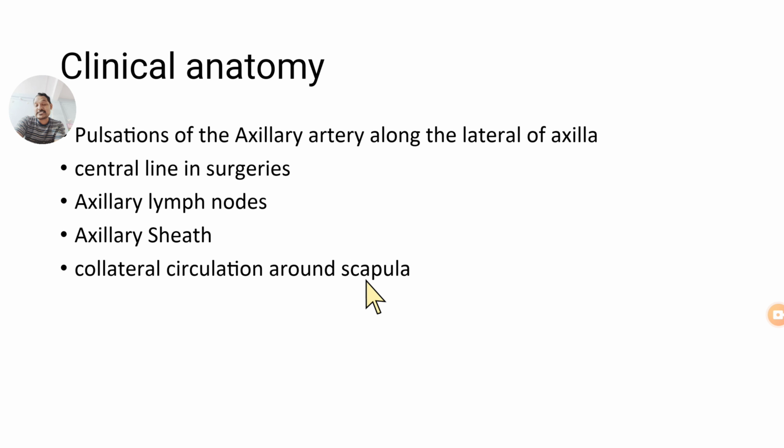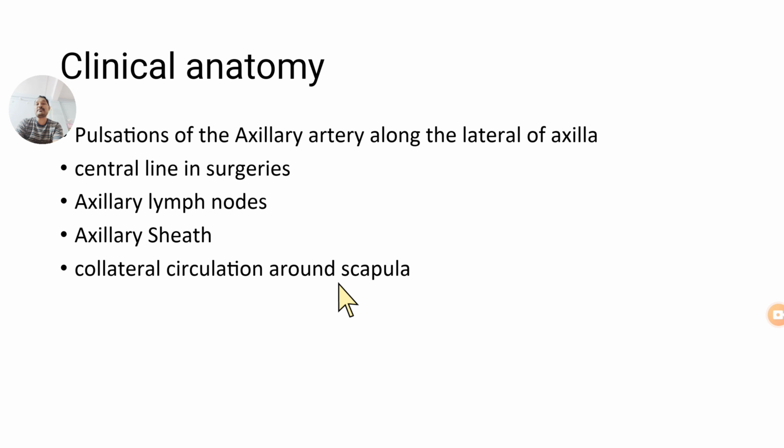Collateral circulation around the scapula. I have already discussed how the third part of the axillary artery, the circumflex branch of the subscapular artery, and the transverse cervical artery, giving its superficial and deep branches around the medial margin of the scapula, anastomose with each other. So third part of the axillary, third part of the subclavian. Why do you need anastomosis? Because if there is an accidental cut or an accidental block in any of these arteries, they can compensate each other because they supply your shoulder.